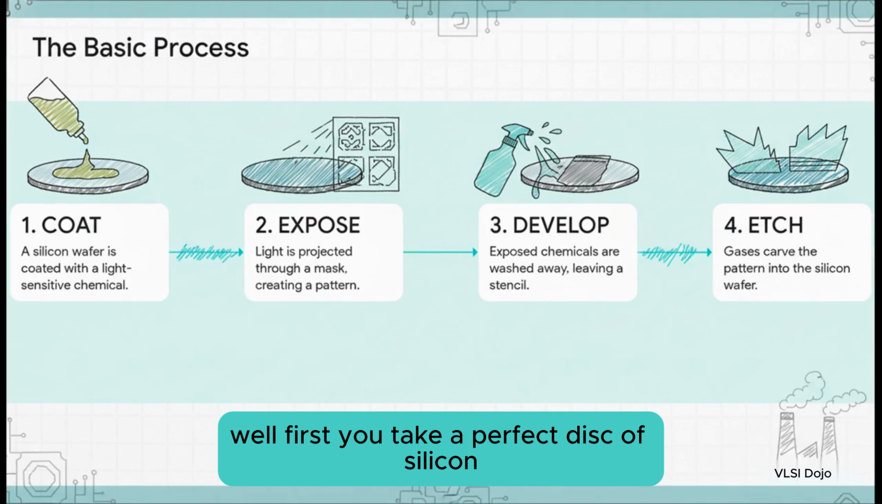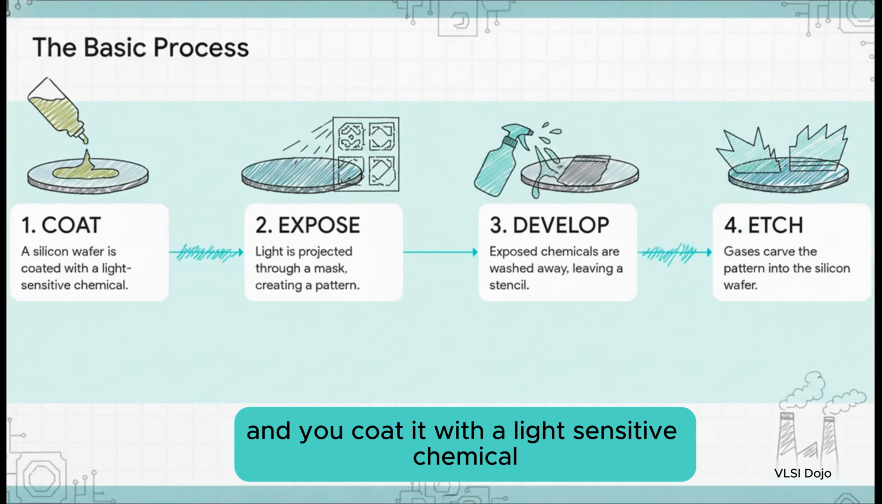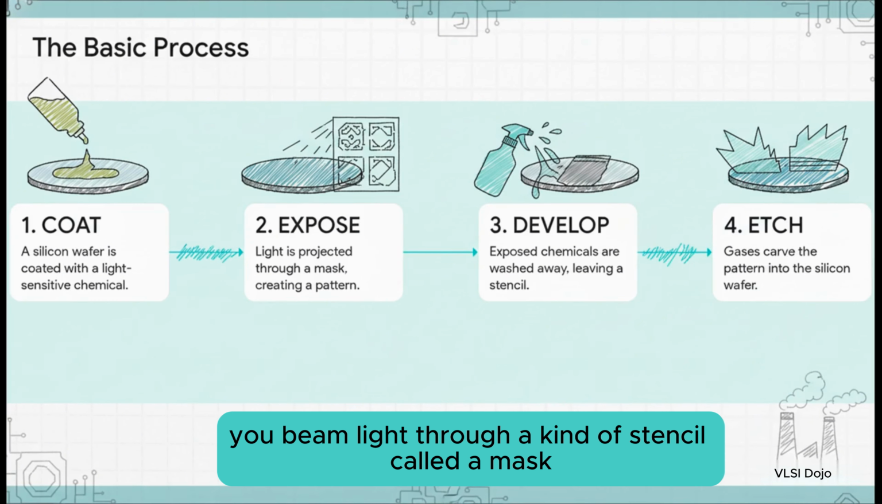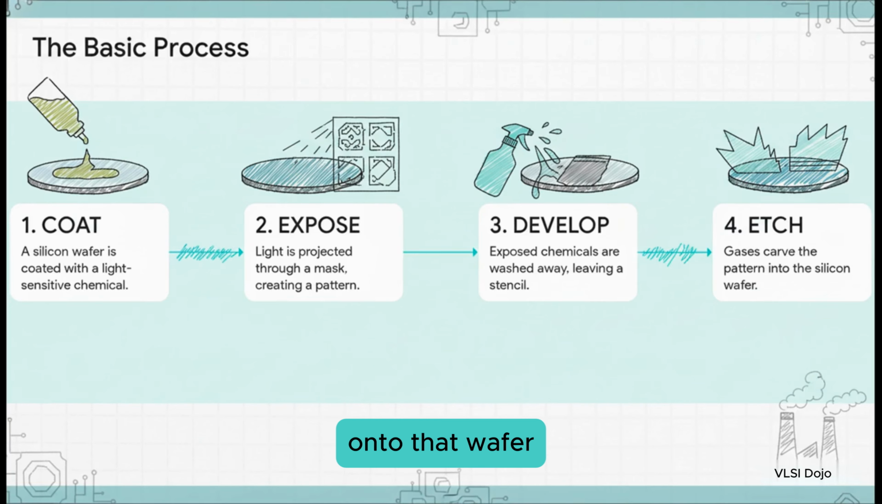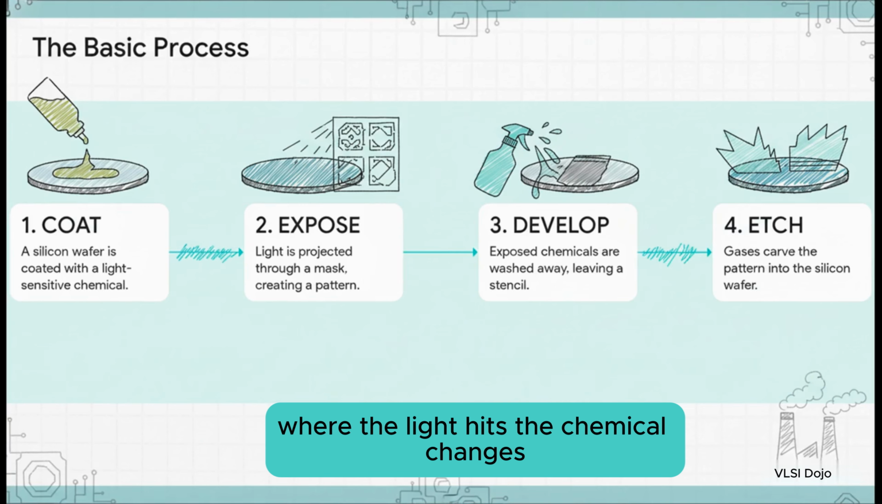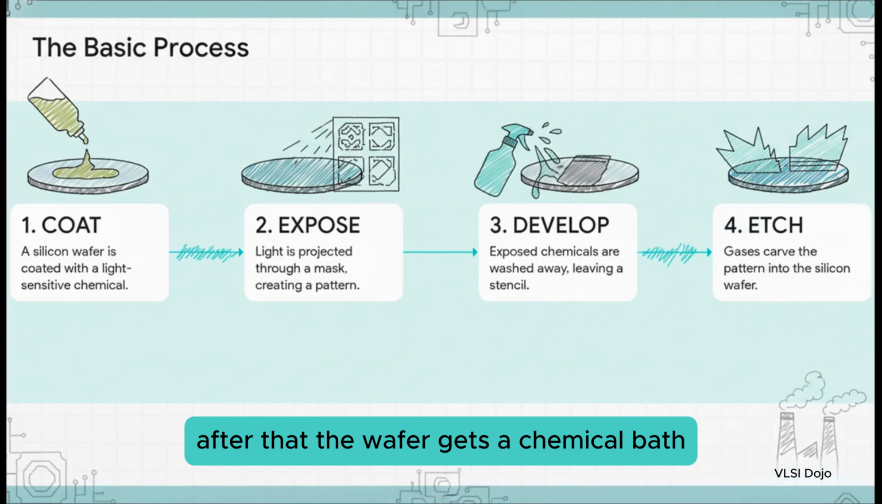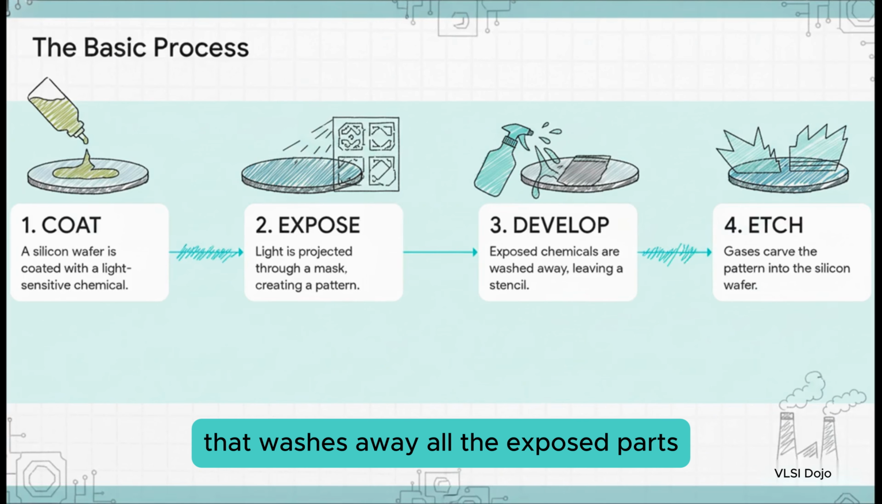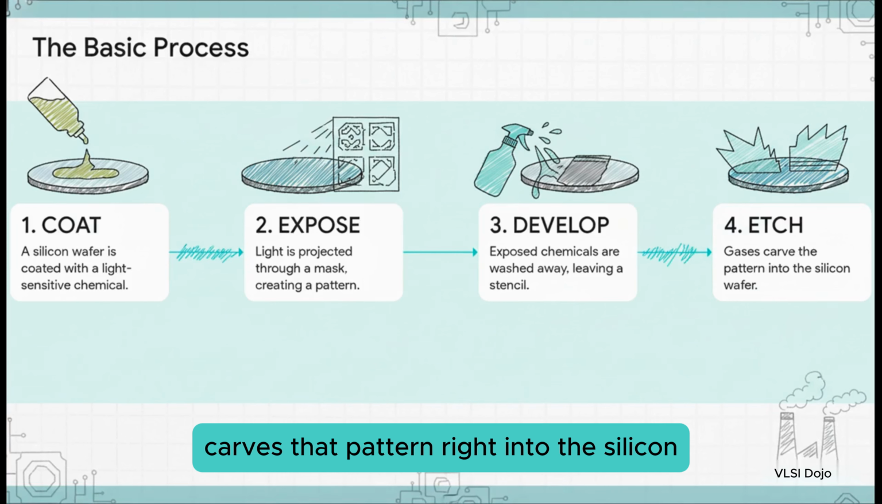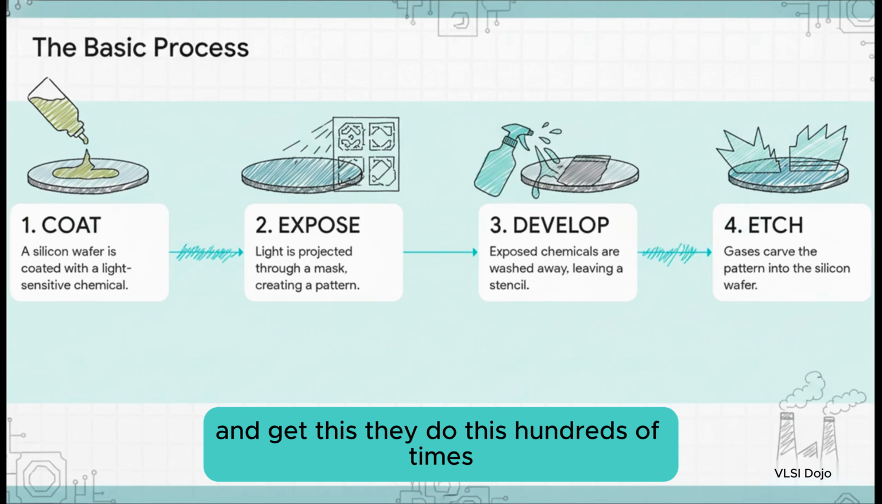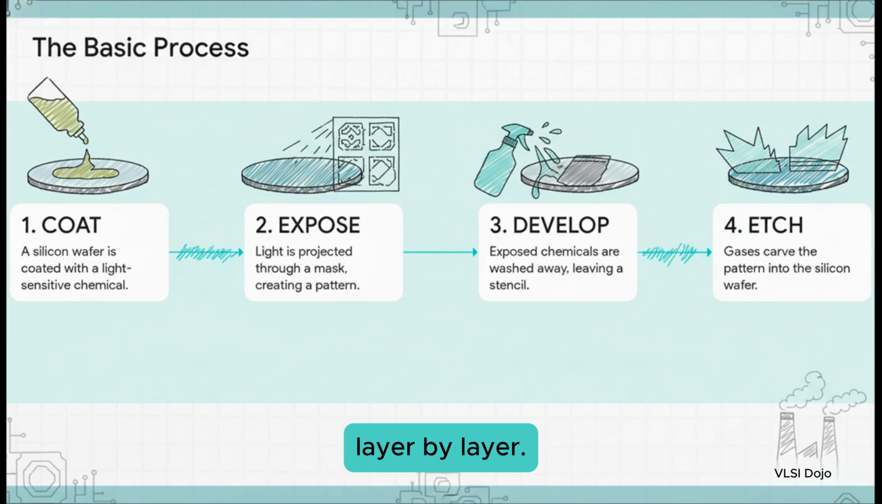Well, first you take a perfect disk of silicon, it's called a wafer, and you coat it with a light-sensitive chemical. Then you beam light through a kind of stencil called a mask, which projects a super shrunken down pattern of the circuit onto that wafer. Where the light hits, the chemical changes. After that, the wafer gets a chemical bath that washes away all the exposed parts, and a final etching process carves that pattern right into the silicon. And get this, they do this hundreds of times, layer by layer.